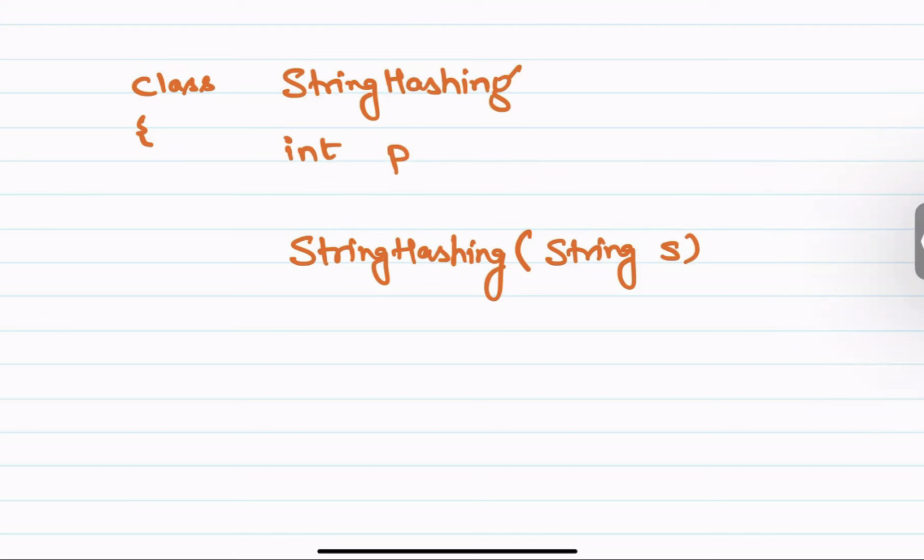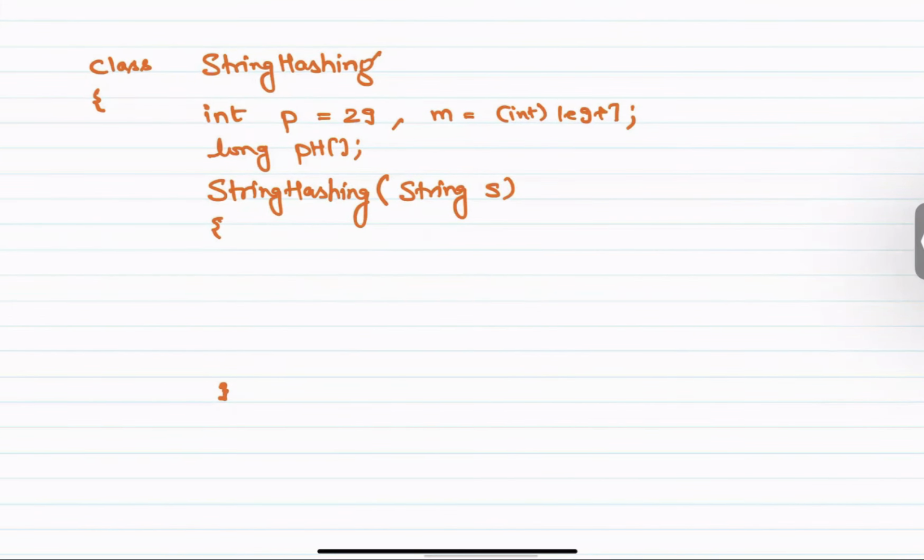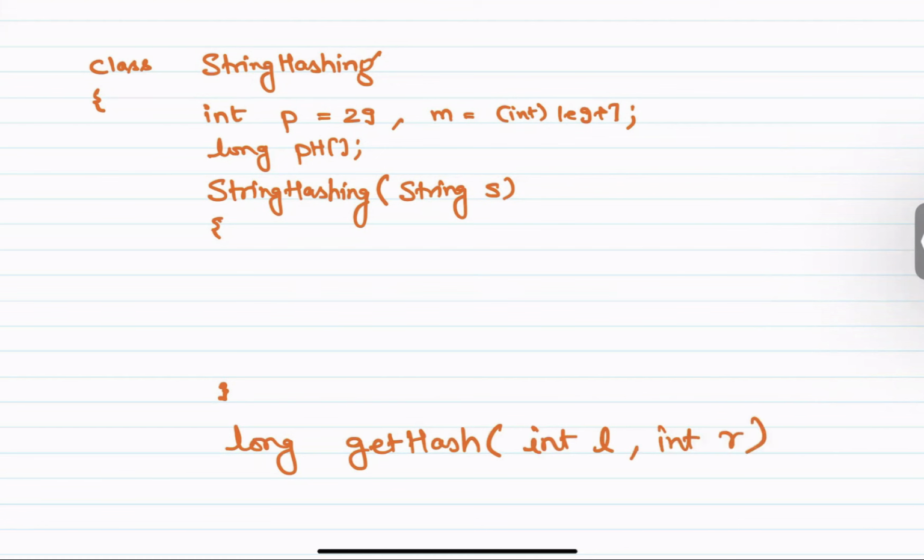What is P? We took P as 29. What is M? Which we took as 1e9 plus 7. And inside the constructor, you should write some code which can instantiate the PH array and fill the PH array. And you should write another function to which you can say, get me hash of L to R.